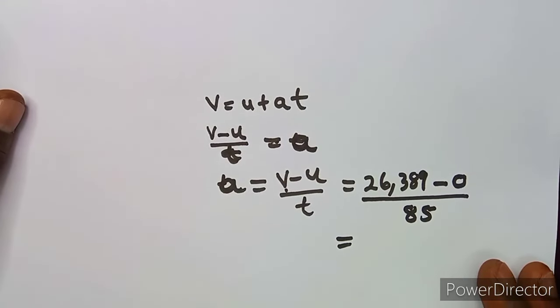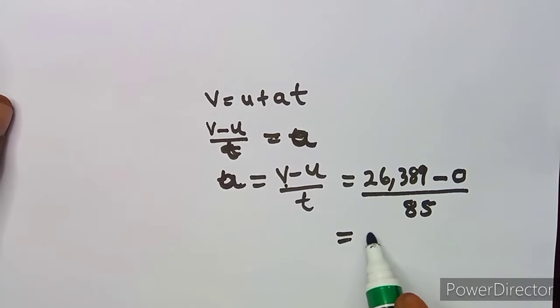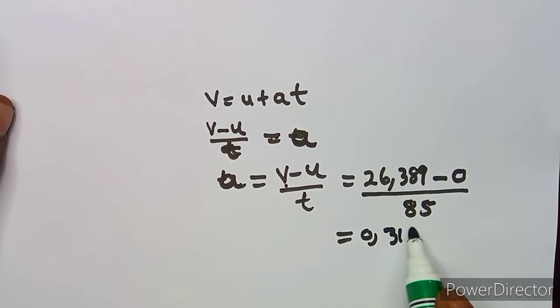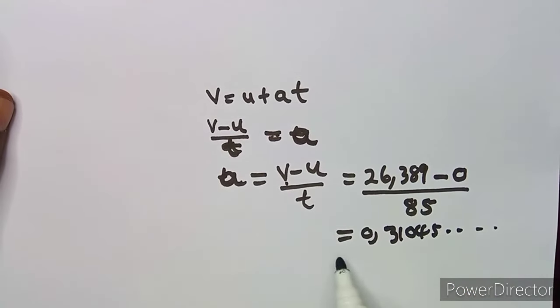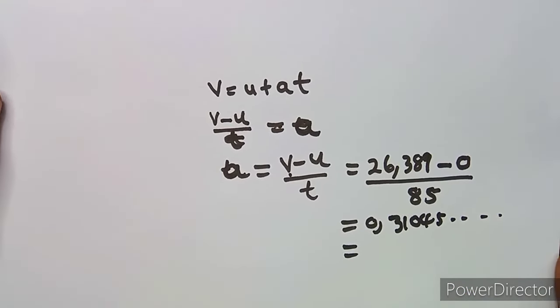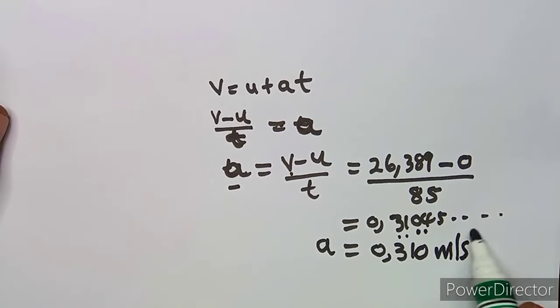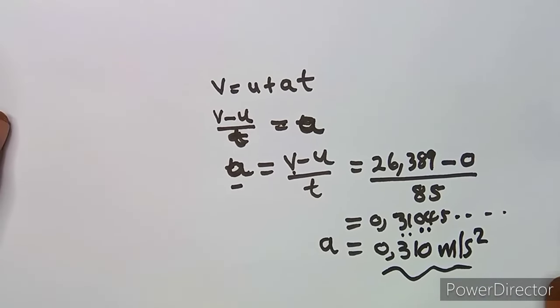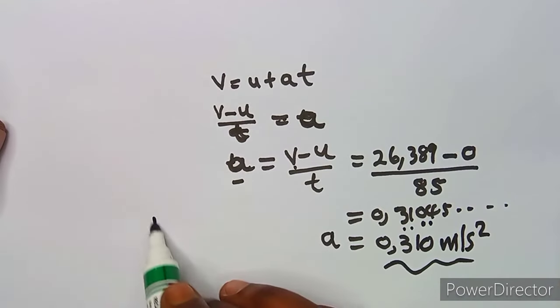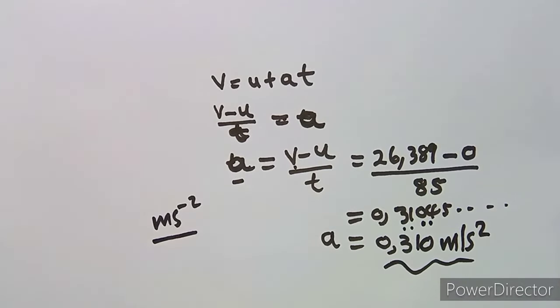So we can actually use the calculator in this case. Like I was saying, you're going to obtain something like 0,31045, and so on. You can round this off to 3 decimal places or 2 decimal places, so it's going to be 0,310. That is the acceleration that you are calculating, which is measured in meters per square second. So you got the acceleration.